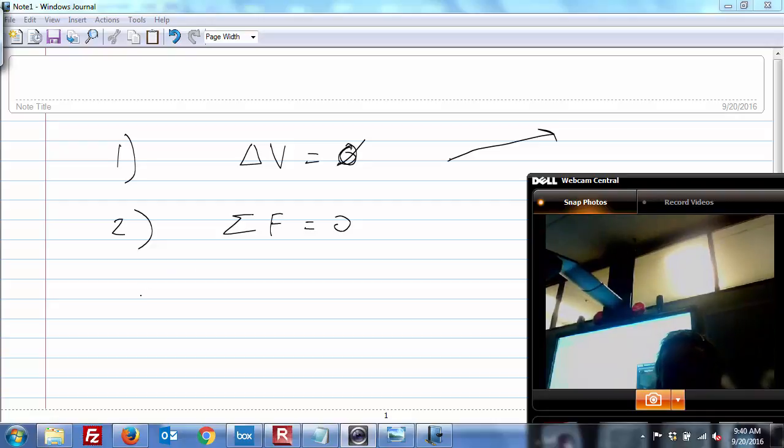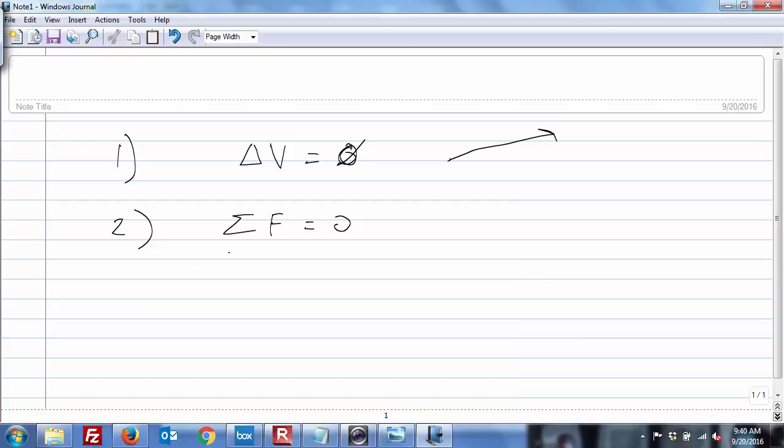Can you say it again? The sum of the forces equals 0. That's a sigma. So the sum of the forces equals 0. The first law is that the change in velocity equals 0, or objects in motion tend to stay in motion. The second one is the sum of the forces equals 0. And then the third law is the one you've probably heard of. It's as famous as Einstein's equation. It's just that force equals mass times acceleration.